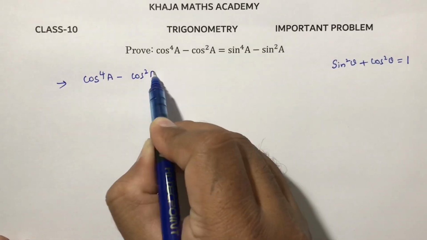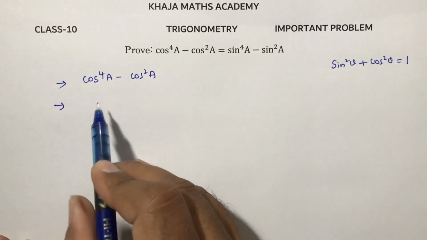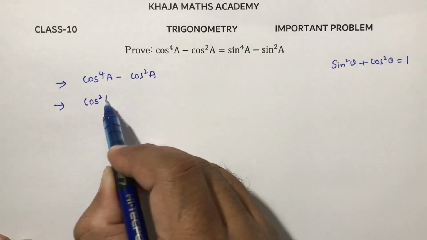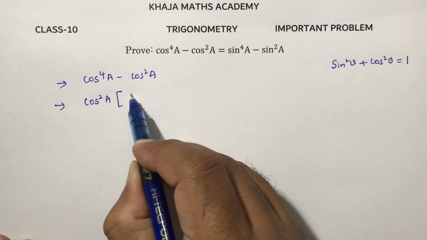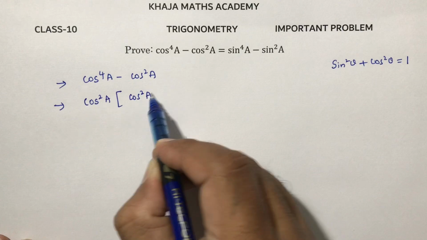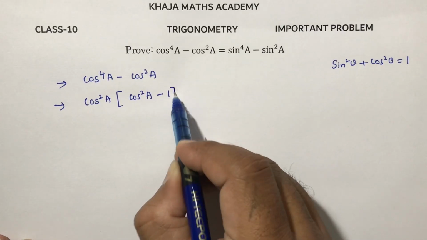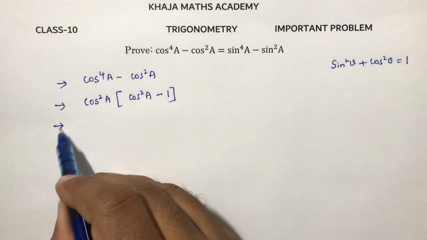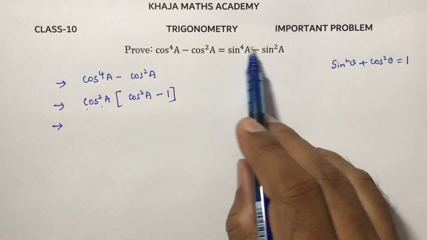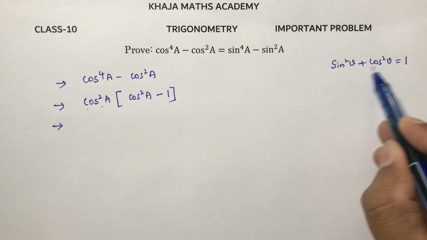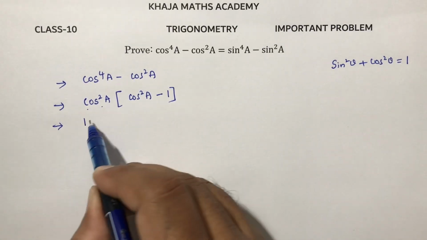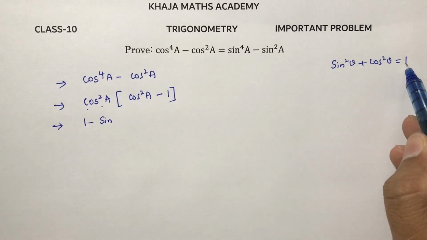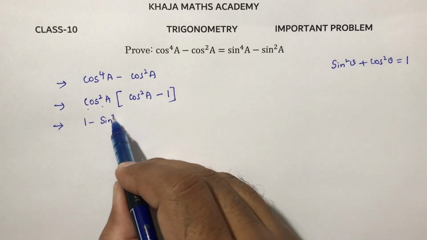minus cos square a. So here from these two terms, you can take cos square a common. So you will be left with cos square a minus 1. Cos square a minus 1. So here cos square a, because you need it in terms of sin, so change it. So cos square a will be 1 minus sin square a. Cos square a is 1 minus sin square a.